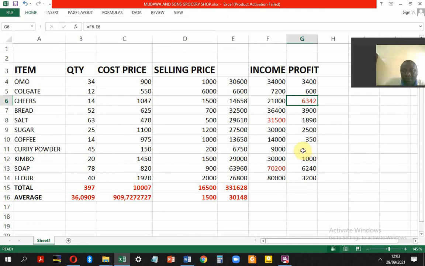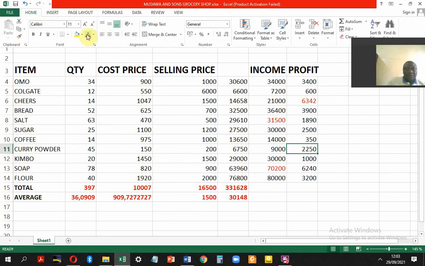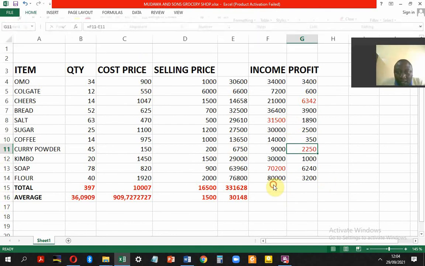So again, this one also is the same thing that we've just done here. We say equals this one, minus that. So we say enter. So even this one we put in red. So that means we can now calculate this total here.